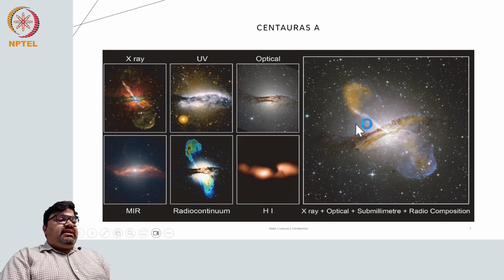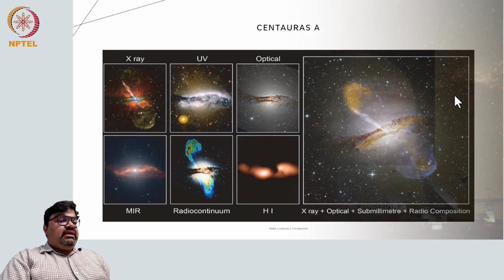Another classic example is Centaurus A. Again, you can see for different wavelengths, going from X-ray, UV, optical, mid-infrared, radio continuum, H1, 1.4 gigahertz, how the information varies. And if you make a composite image, you get a complete understanding of the object.